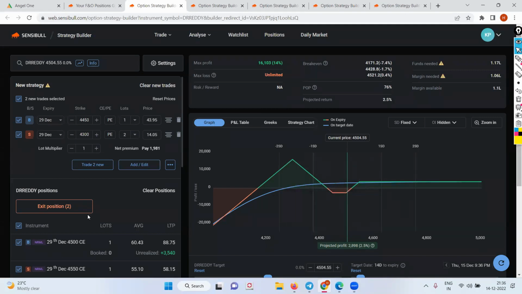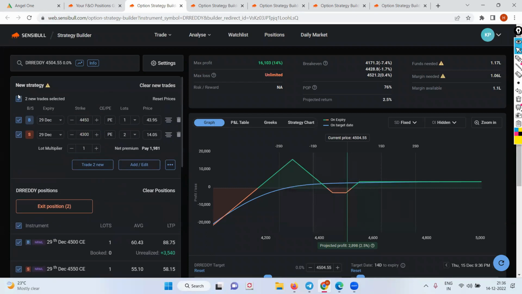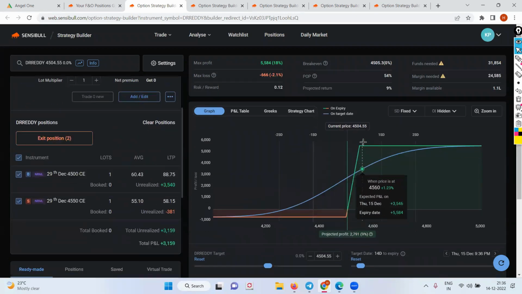Okay. So likewise, the reason I'm telling you to go for this ready-made trade is that basically it will give you a new thought process. You cannot imagine. Can you just imagine, on top of my debit spread, what will happen if I deploy a ratio spread? Can someone please tell me?